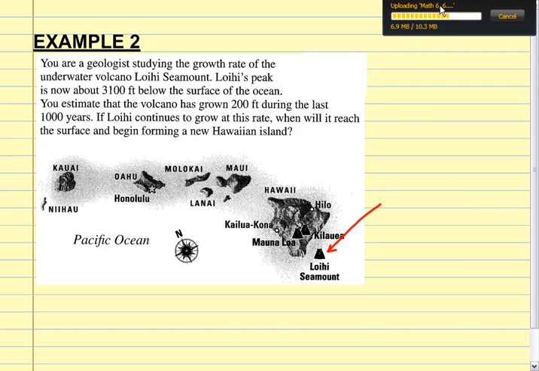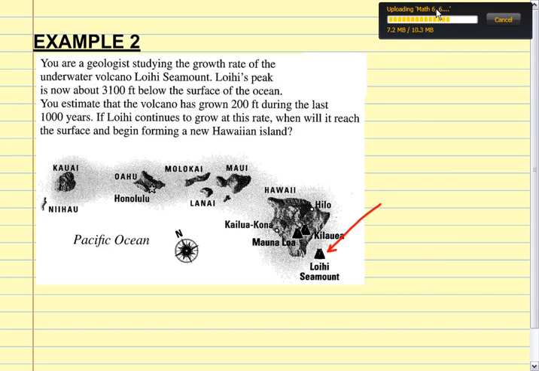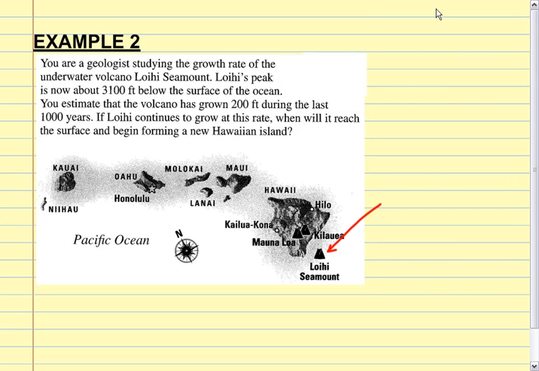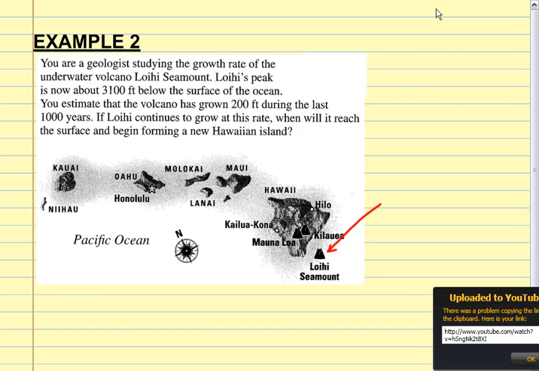Okay, folks, this next one here, example number 2. I said there's one more, there's actually 2, or maybe another part to this one, but here we go. Example number 2 says, you are a geologist studying the growth rate of the underwater volcano Lohi Seamount. Lohi's peak is now about 3,100 feet below the surface of the ocean. You estimate that the volcano has grown 200 feet during the last 1,000 years. Do you see that that's a rate?